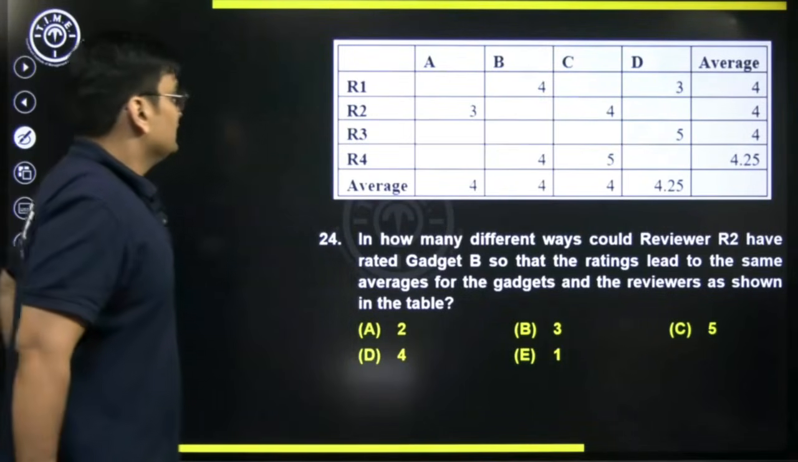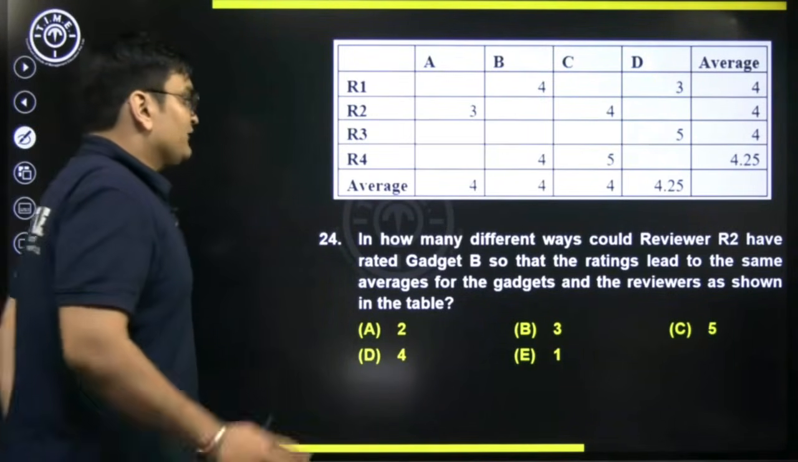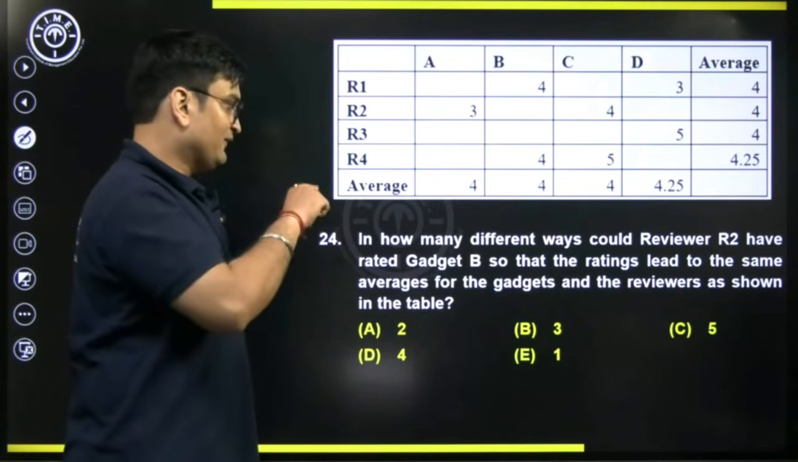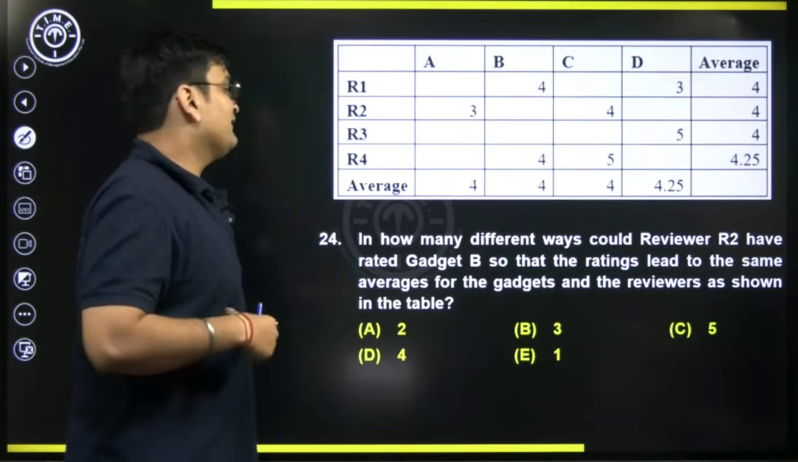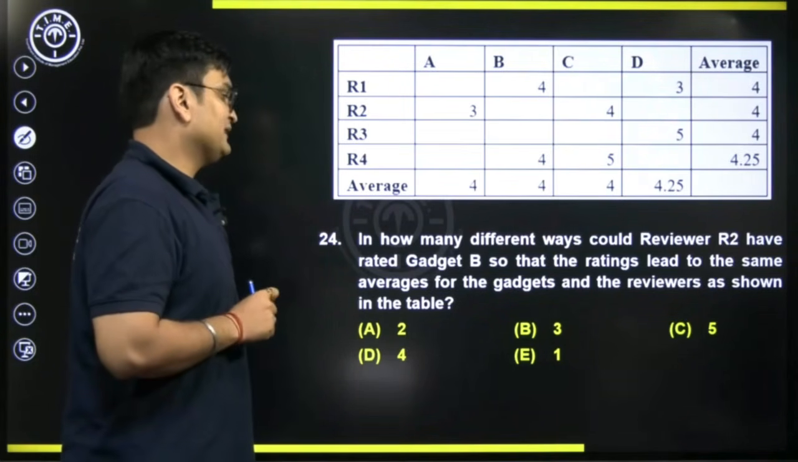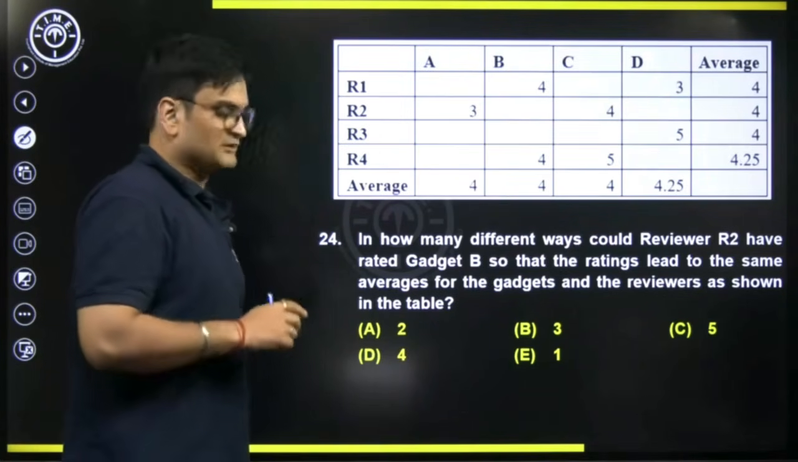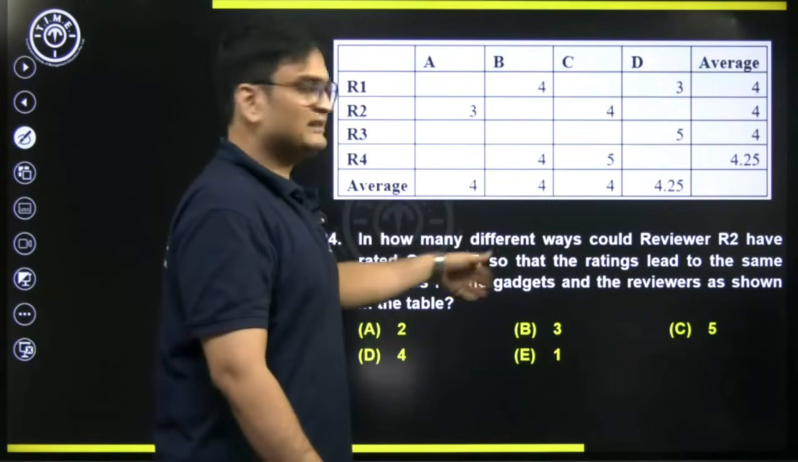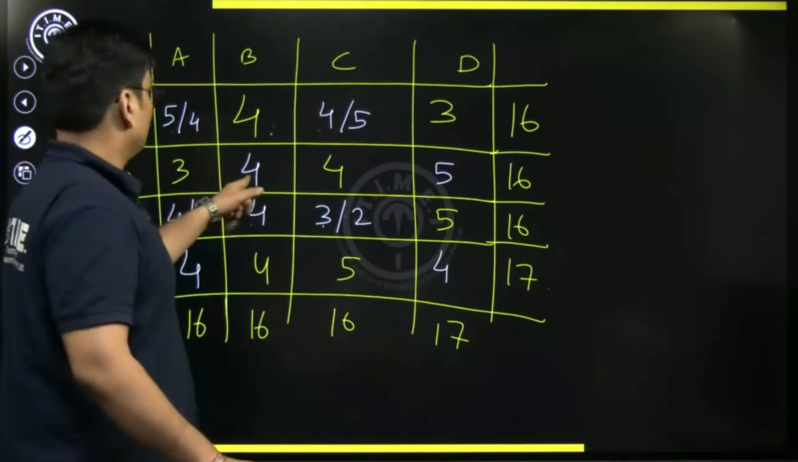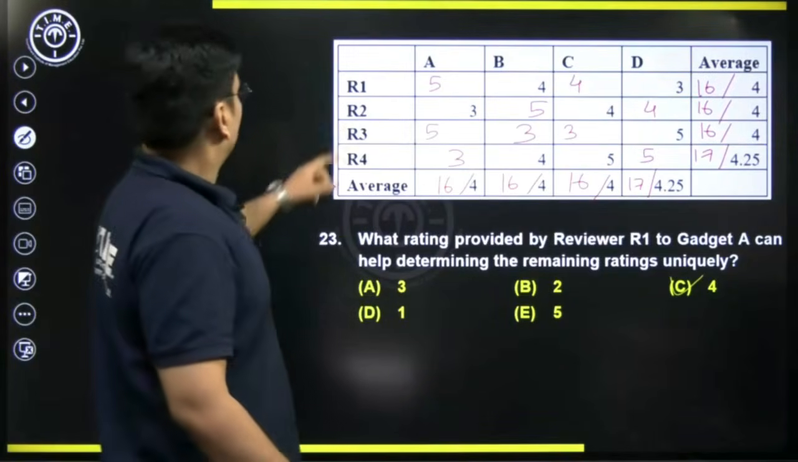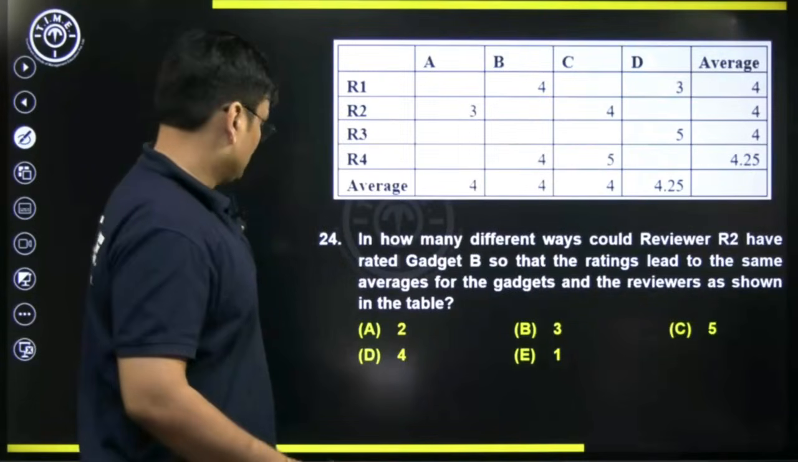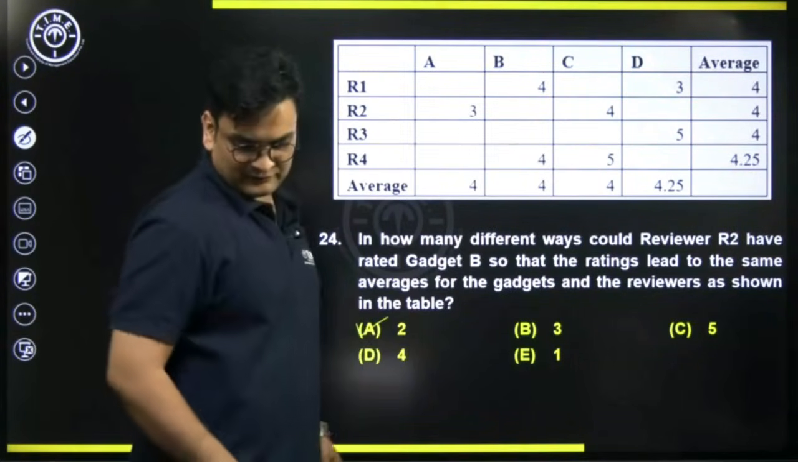Next one: in how many different ways could reviewer R2 have rated B so that the ratings lead to the same average for the gadgets and the reviewers as shown in the table? So basically the question is R2 can give what all ratings to B. So R2 gives 4, R2 gives 5, so only 2 possibilities are there. So 2 would mean option choice A will be the correct answer.